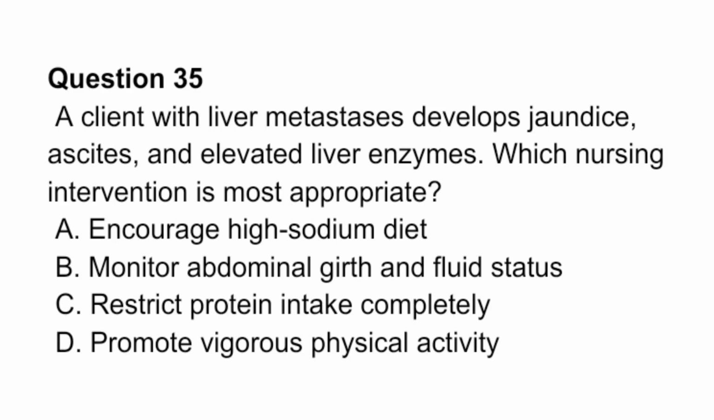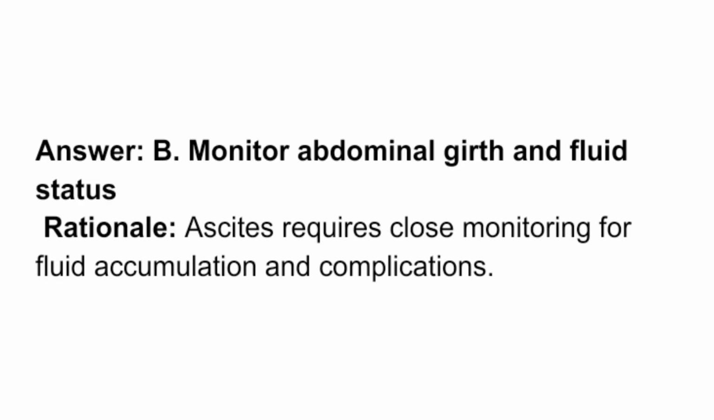Question 35. A client with liver metastases develops jaundice, ascites, and elevated liver enzymes. Which nursing intervention is most appropriate? A. Encourage high sodium diet. B. Monitor abdominal girth and fluid status. C. Restrict protein intake completely. D. Promote vigorous physical activity. Answer. B. Monitor abdominal girth and fluid status. Rationale. Ascites requires close monitoring for fluid accumulation and complications.